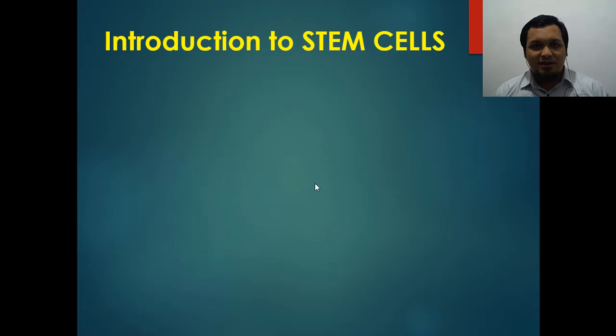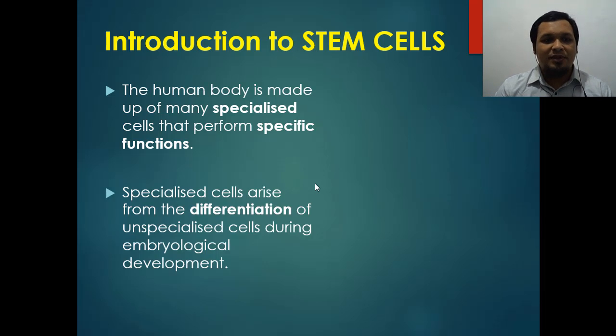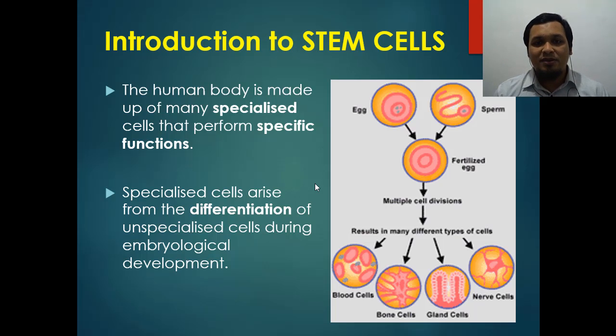Before we talk about the detail about stem cell, you need to know what stem cell is. Every human body is made up of specialized cells that perform specific functions. For example, we have muscle that works to make our body move. We have lungs for our breathing. So those organs that I have told you before are made from specialized cells. And these specialized cells come from the differentiation of unspecialized cells during embryonic development. The example is like this.